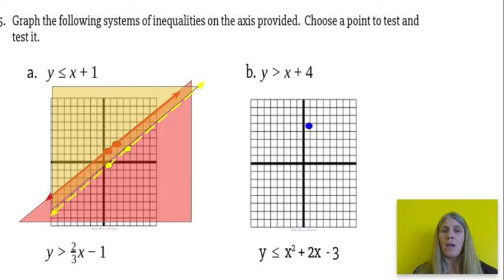Looking at our second one, we are going to go ahead and plot a y-intercept of 4, and we're going to move a slope of 1 up and 1 to the right. It's a greater than, so that's going to be a dashed line, and that's going to be shaded above. Looking at our second item down below, this is not a line, it's x squared, so it's a parabola.